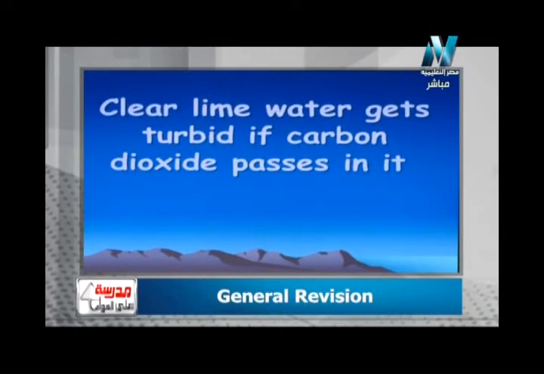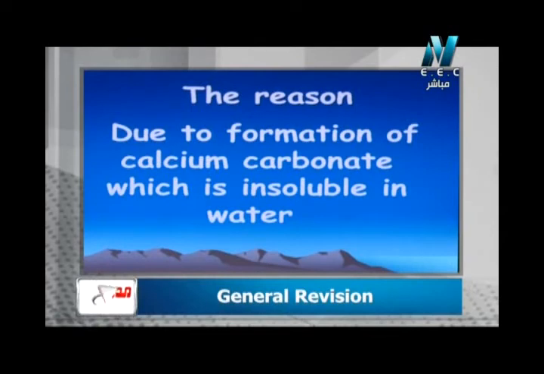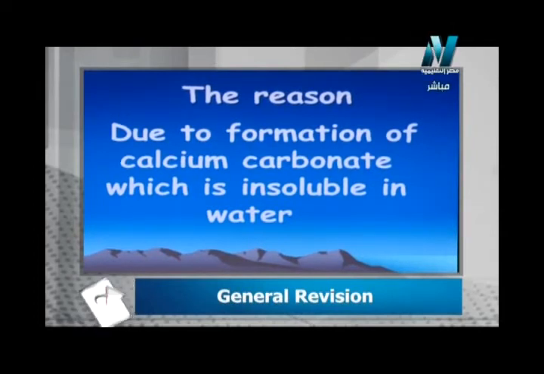Another question. This question is very important because we have many points in this question. Clear lime water gets turbid if carbon dioxide gas passes in it. ماء الجير الرائق بيتعكر لما بيمر فيه carbon dioxide gas. Why? The reason is due to the formation of calcium carbonate which is insoluble in water. بسبب تكون مادة بنسميها calcium carbonate وهي مادة insoluble in water، غير ذائبة في الماء. So we can test for the presence of carbon dioxide. ممكن أكشف عن وجود الكربون دايوكسيد by lime water أو مية الجير.